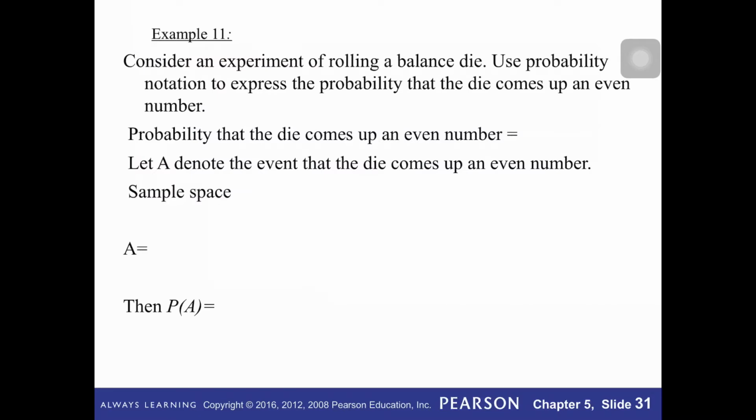For an example, consider this experiment: rolling a balanced die. Use probability notation to express the probability that the die comes up an even number. Let A denote the event that the die comes up an even number. What is the sample space? The sample space is 1 to 6. These are all the possible outcomes in my die rolling experiment.